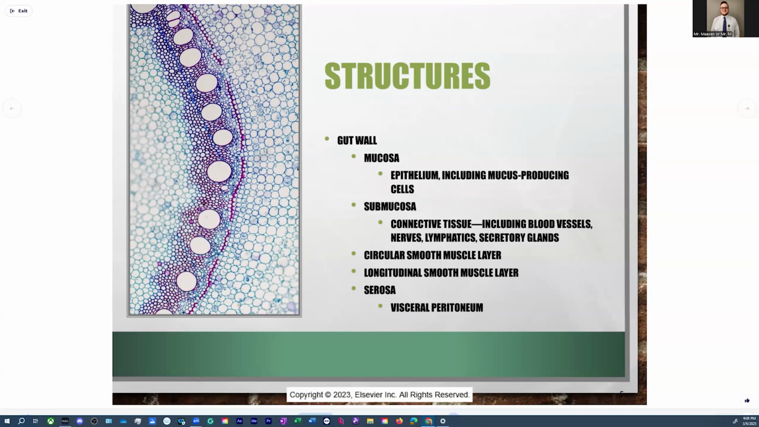Then we have a thick layer of smooth muscle around all of our GI tract, and it helps compress and move and do that mechanical digestion and keep food and stool moving through our lower GI tract. On the outside of our GI tract, we have a layer called the serosa, which is just a visceral peritoneum. It's a thin layer of a kind of membrane that surrounds all of our organs.